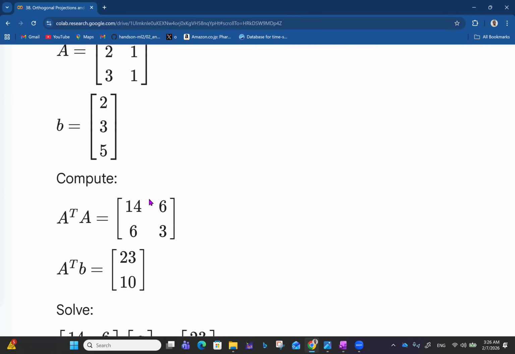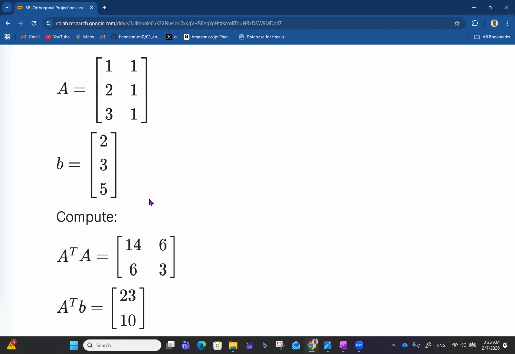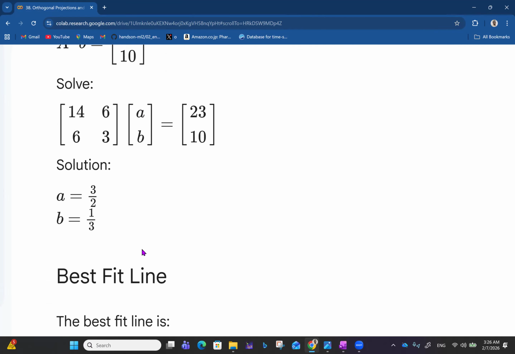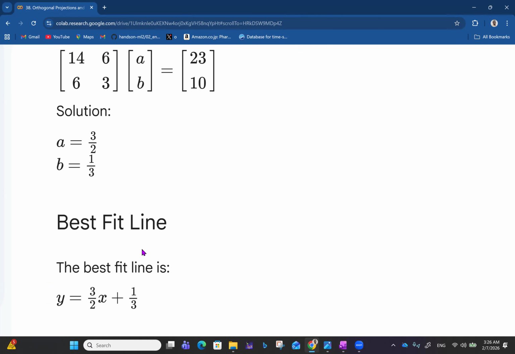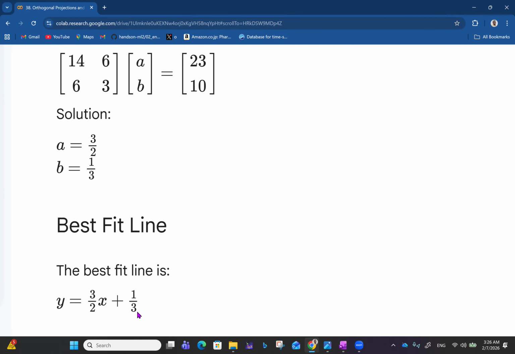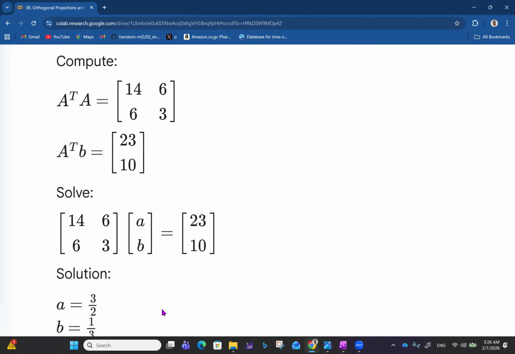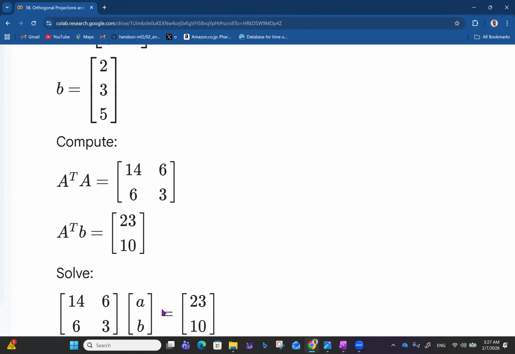So what do we do? You need to find A transpose A. At the end of the day, you get that answer, and then you have the best line is 3 over 2 x plus 1 over 3. Now, I jumped to that because I really want to do that. We are looking for a and b, right?